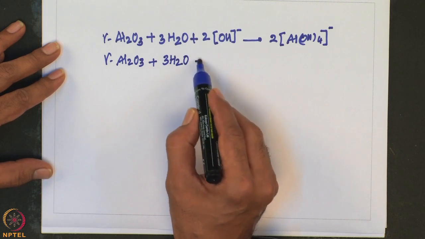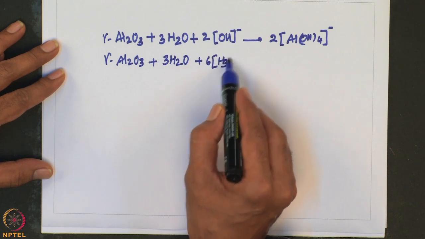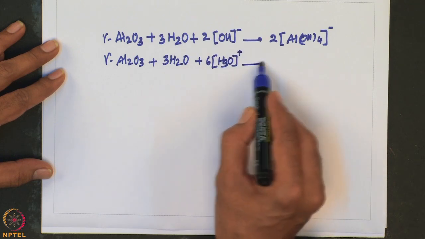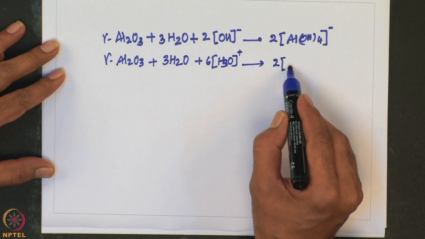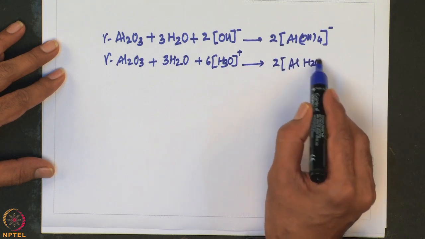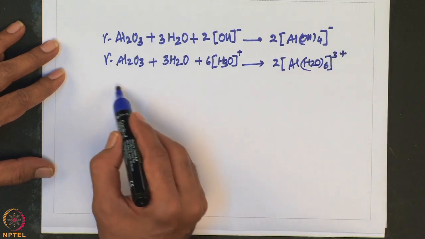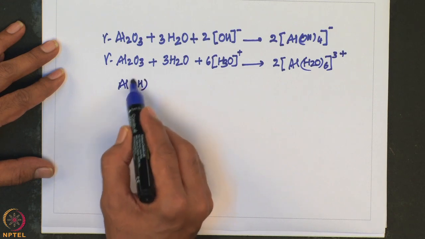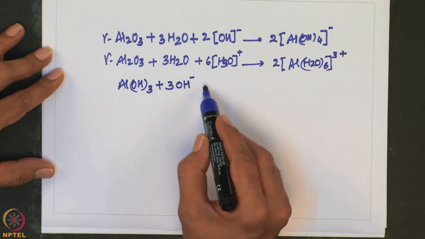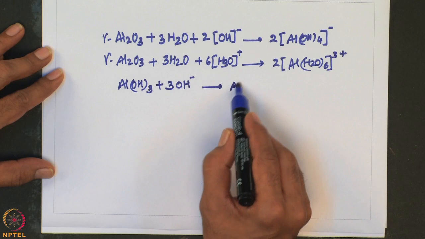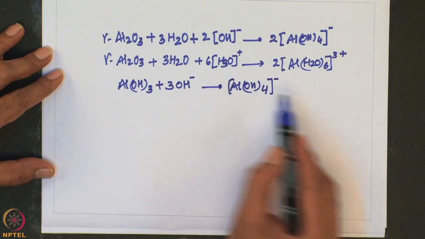Same reaction, but with H plus, that is acidic condition, it gives hexaqua aluminum compound. Okay. Similarly, aluminum hydroxide, if we treat it with base, it gives soluble aluminum hydroxide or aluminate.